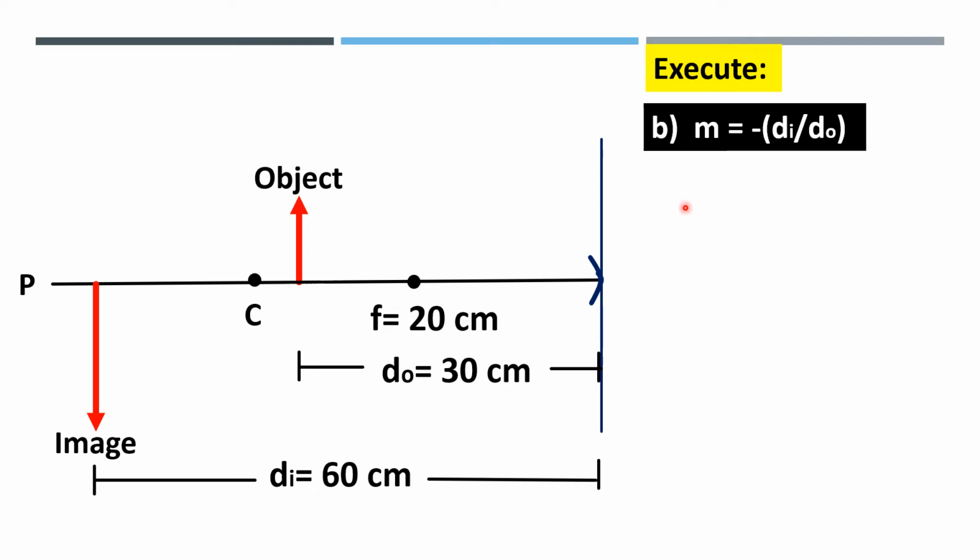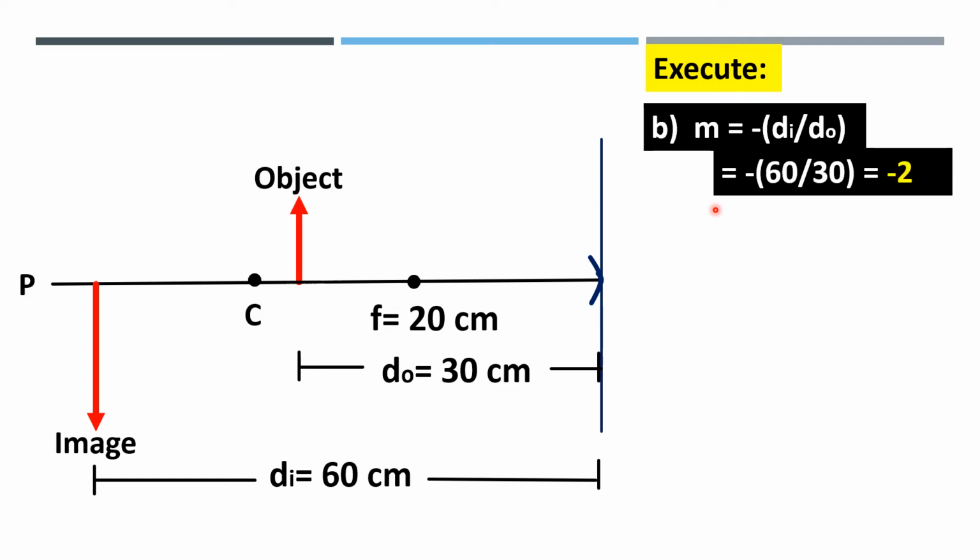So let's substitute our given quantities where we have 60 as our computed image distance, divided by the object distance, 30 centimeters that was given. And then don't forget that there is a negative sign outside the parentheses. So 60 over 30 is 2. That means our magnification is negative 2. What does a negative 2 m imply about the image?